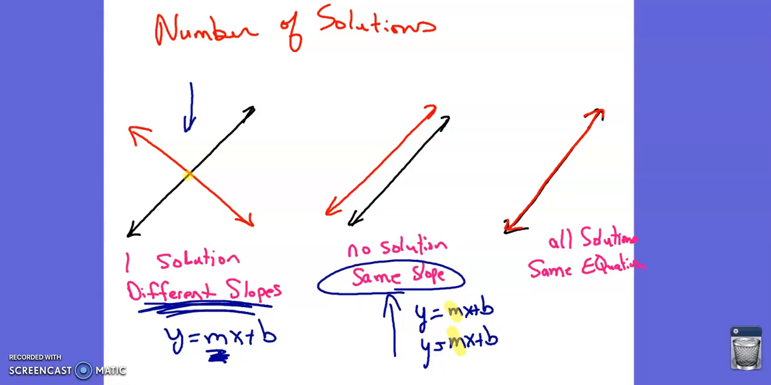And then the third possibility is, what if I graph the black line and the red line and they literally lie on top of each other? So in other words, they're the same equation. Well, that means every single point is going to be in common, so there's an infinite amount of solutions.